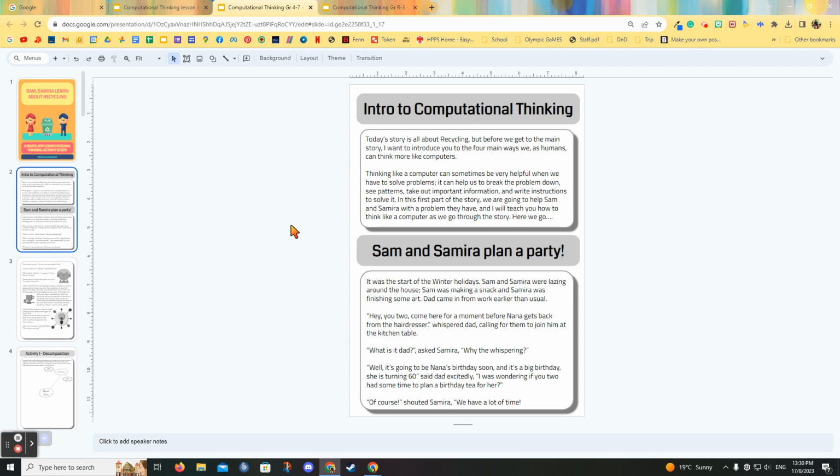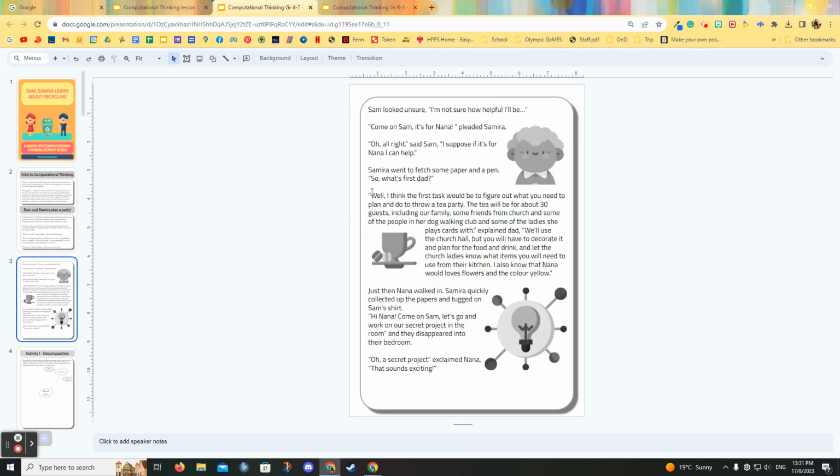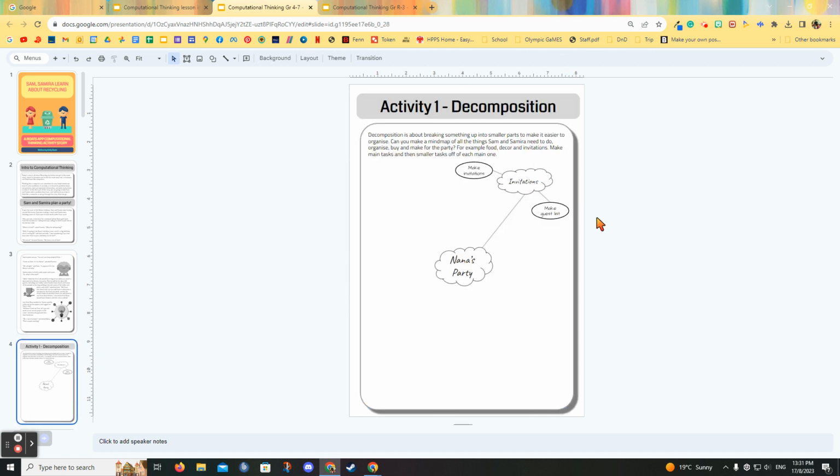would be interested in. So Sam and Samira are planning a birthday party for their nana. It's a 60th birthday party, and they're talking about what they need to do first. So what they need to plan for the party, and then Sam and Samira go off and start planning out the party. So the first part of it is decomposition.